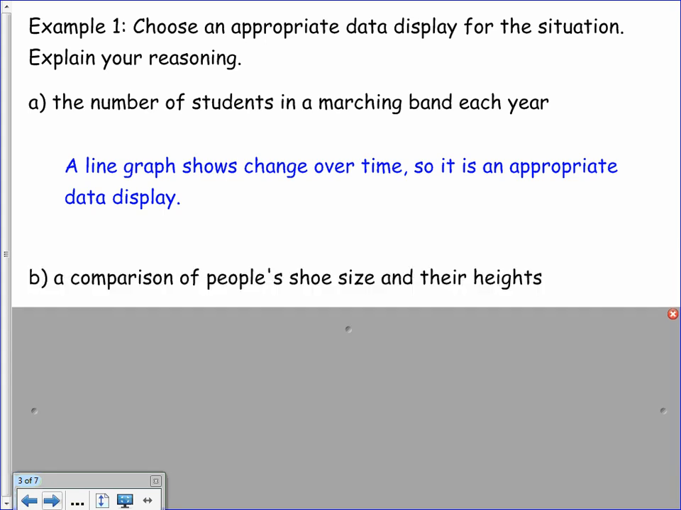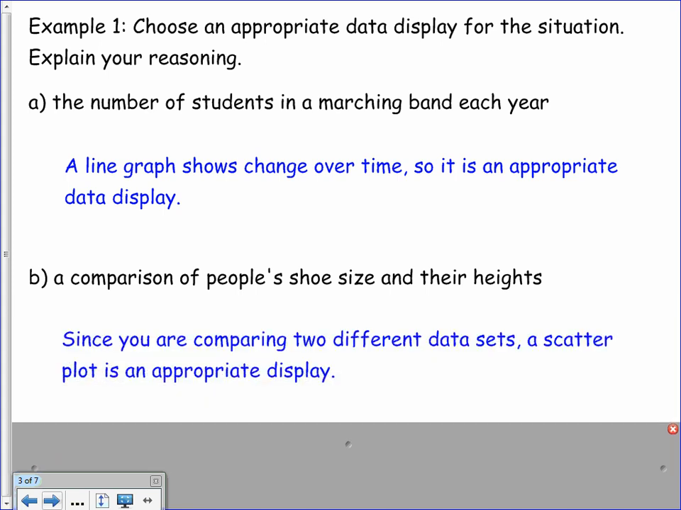Then we have another example. What type of data display would be best to show a comparison of people's shoe size and their heights? Okay, well, we're dealing with two different types of data here. So a scatter plot will be an appropriate display because we're comparing two different data sets.